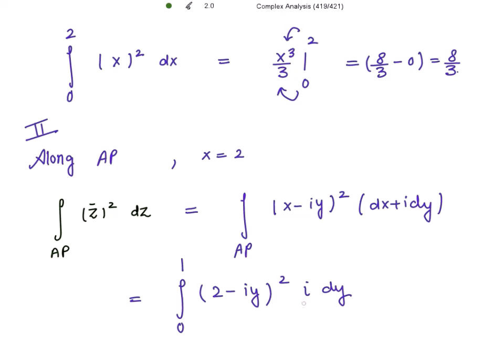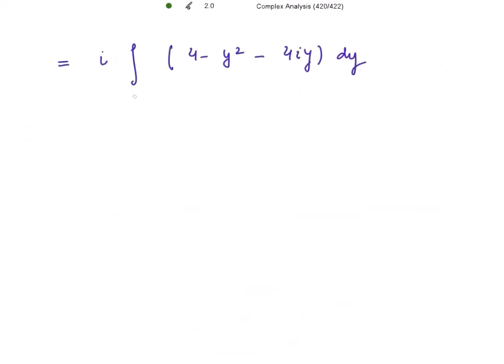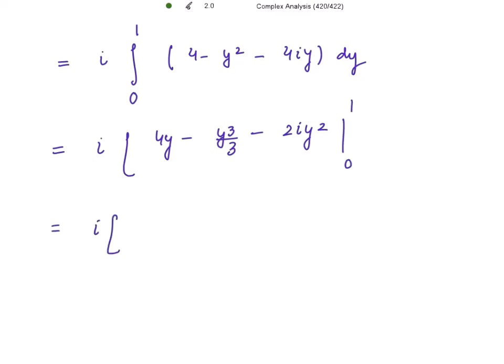Very fine. Let's take this iota outside of this integral and let's open this bracket. So limits of y is from 0 to 1. Let's integrate this. This is 4y minus y cube divided by 3 minus 4 iota y square divided by 2. This 2 is cancelled out with this and we write here 2 iota y square with the limits from 0 to 1. When putting the upper limit, we are getting 4 minus 1 divided by 3 minus 2 iota. And when putting the lower limit, we get 0.